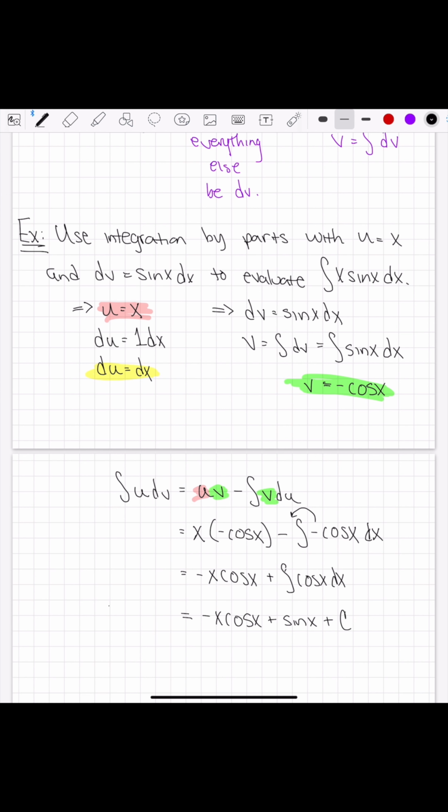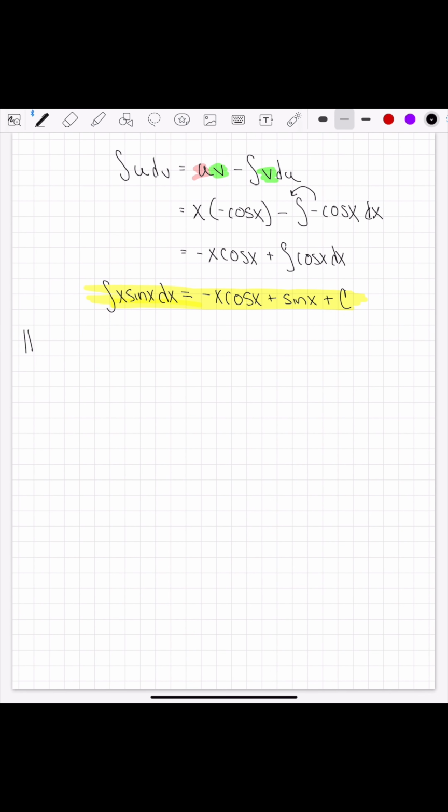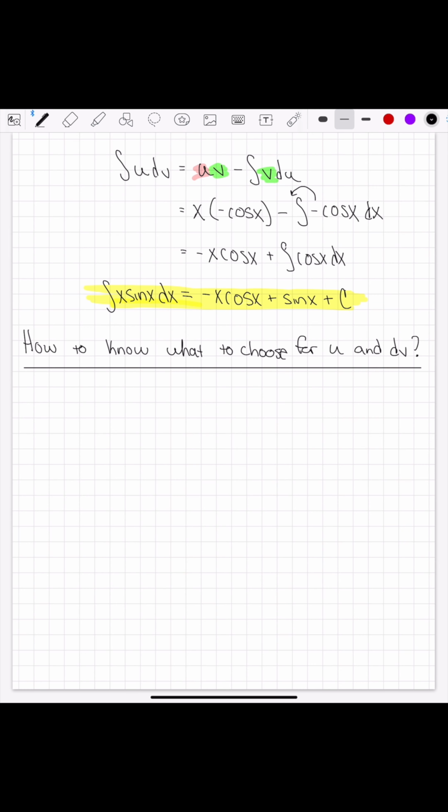Okay, so this is the integral of x sine x dx. And that is it for integration by parts. So pretty much the challenge is choosing a correct u and dv. Let's say they didn't tell you what to set to u and what to set to dv, right? How do we know what to choose for u and dv? How in the world will we know?